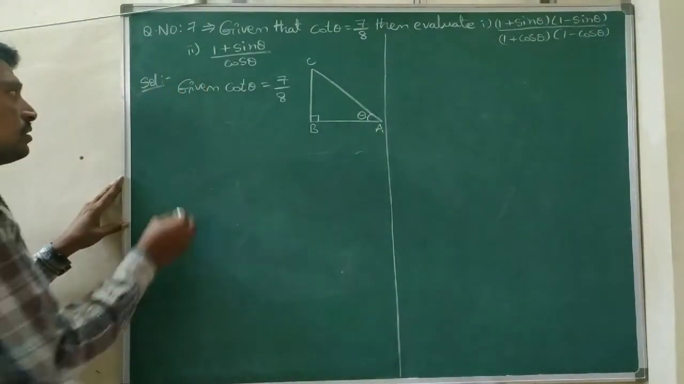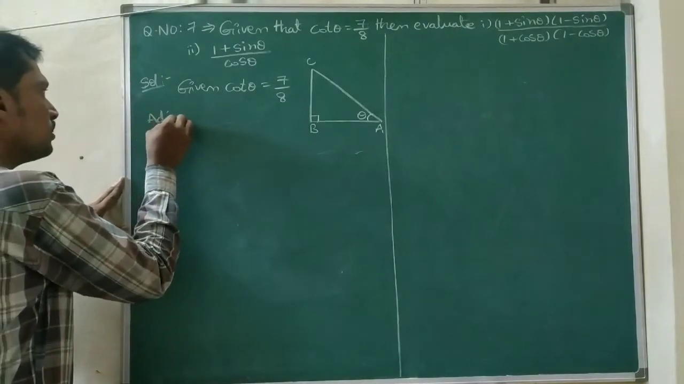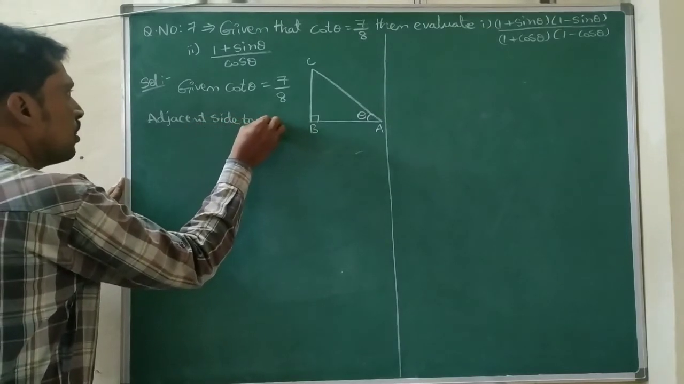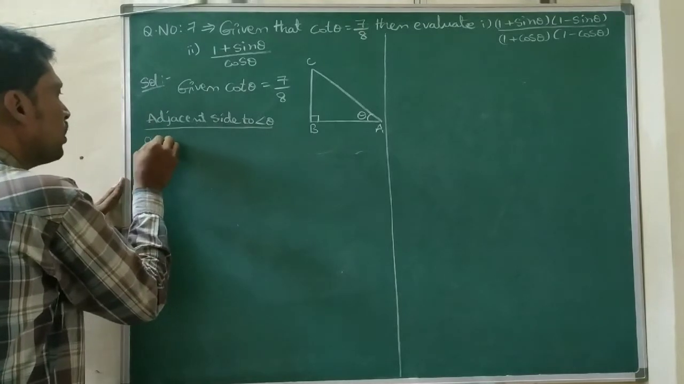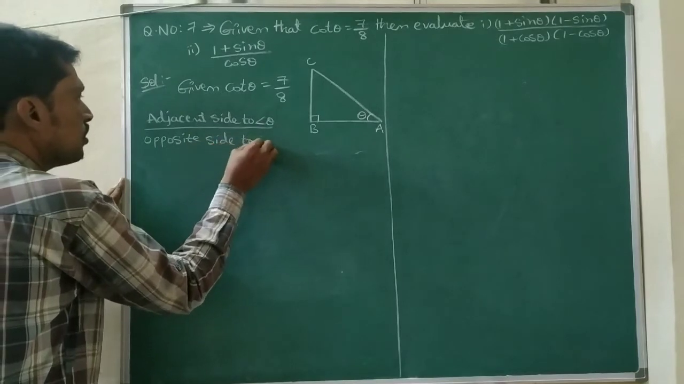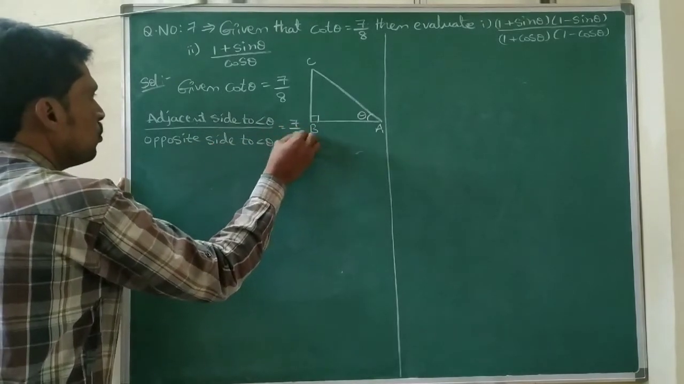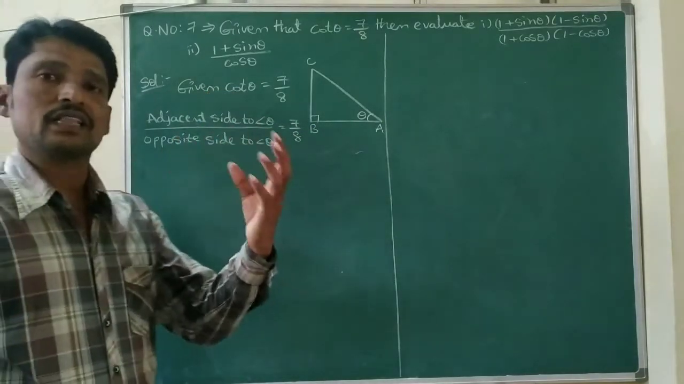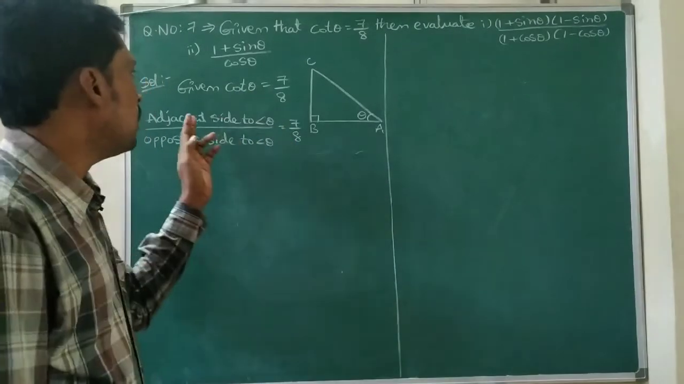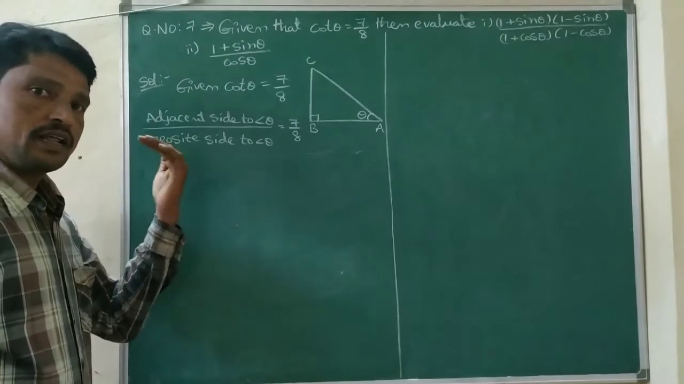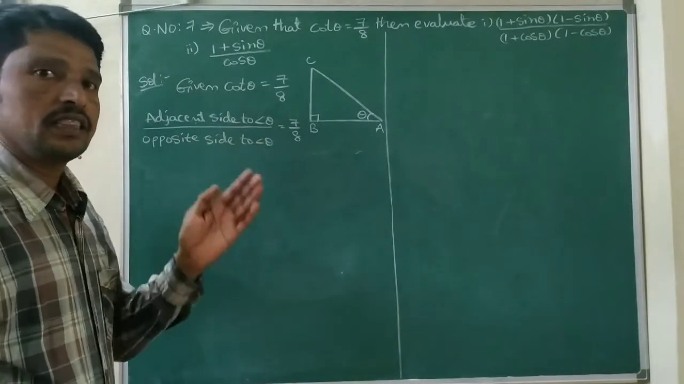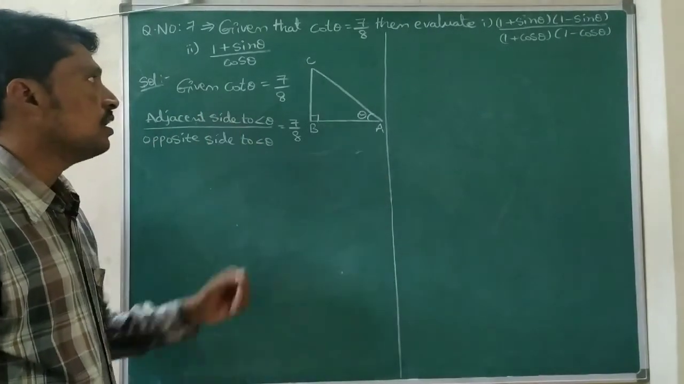Now what is cot? Adjacent side to angle theta by opposite side to angle theta equals 7 by 8. So this cot theta value we can take as constant. What is the definition of cot theta? The ratio of adjacent side to the respective angle by opposite side to the respective angle is constant. Then the ratio is called cot theta.